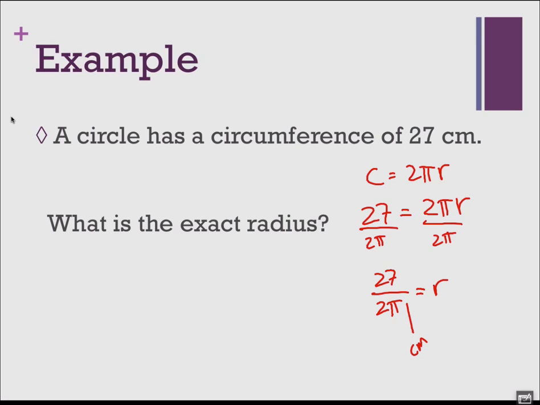I got 42 and I got 4.2, 4.3. How is 42? Whoa, that's right. Can't be 42. Why can't it be 42? The circumference is lower than the radius. Wait, it should be higher. I mean, I should weigh 200 pounds. I don't.